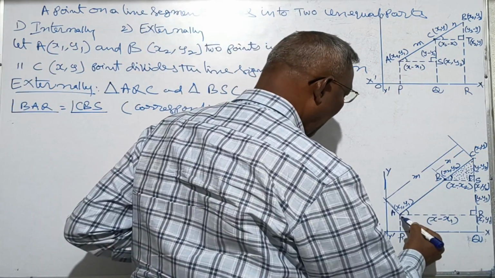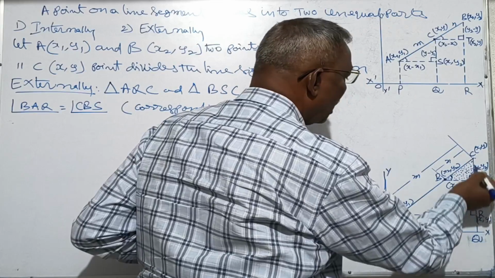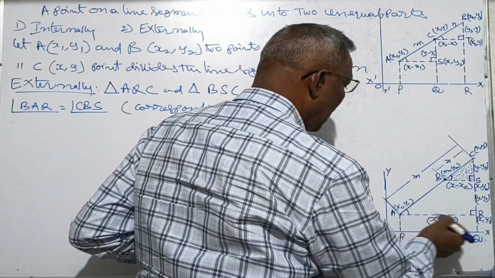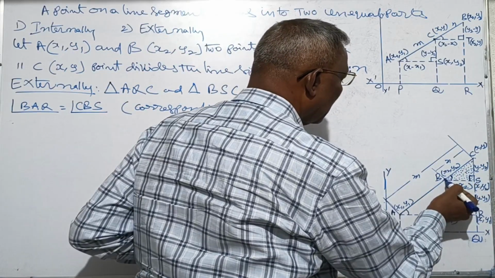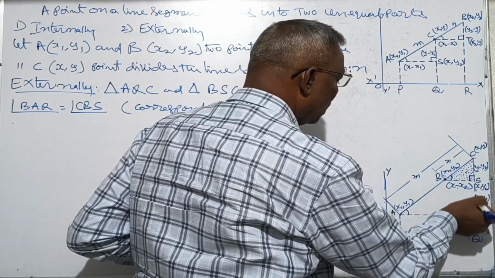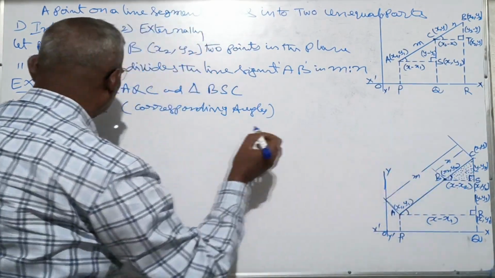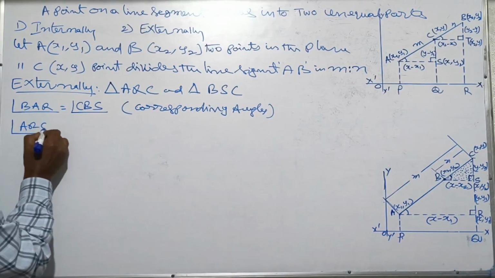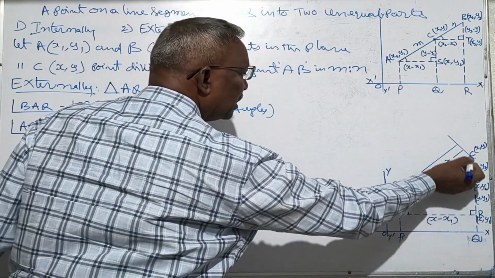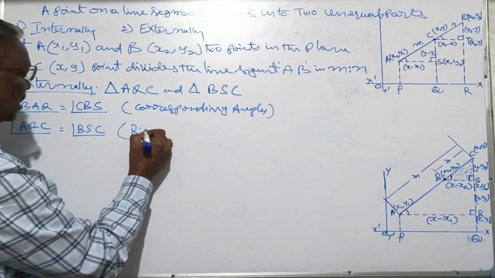Next, angle ARC is equal to angle BSC. Both are right angles.